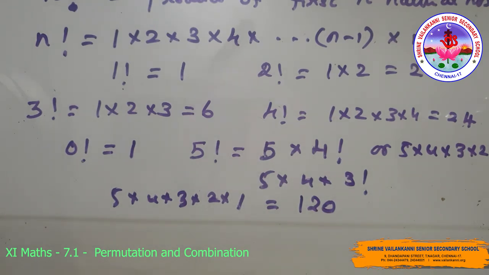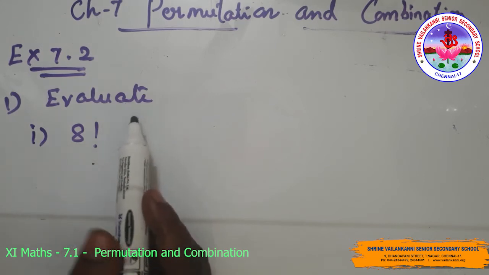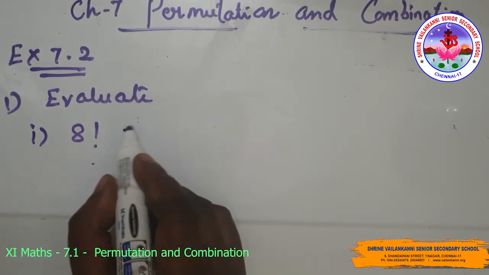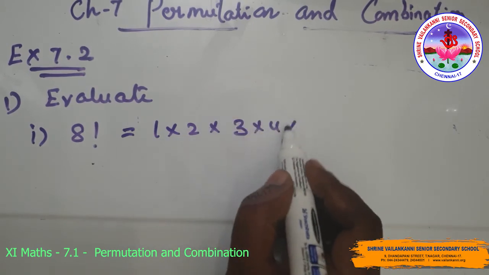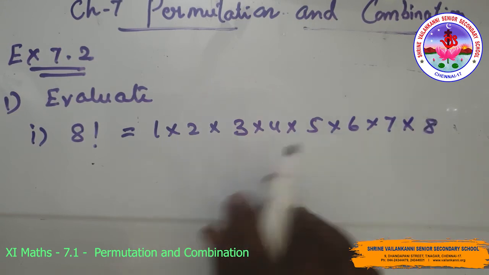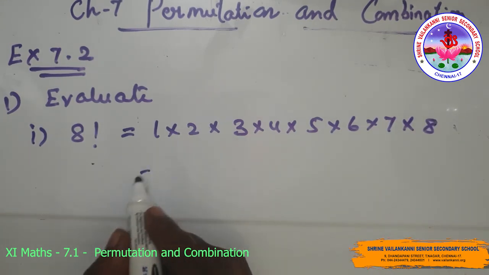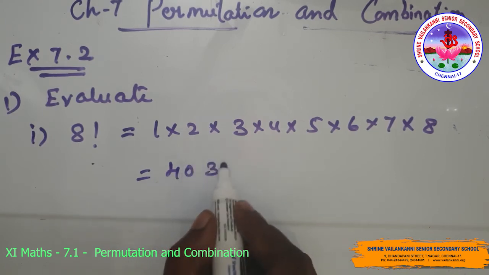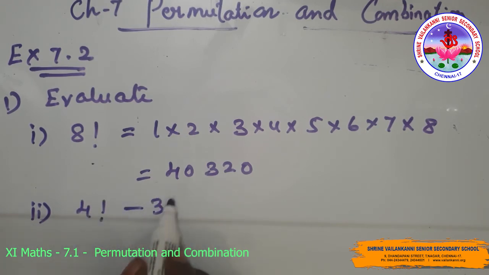Now let's do exercise 7.2. Exercise 7.2, first question. Evaluate, first subdivision, 8 factorial. 8 factorial is 1 into 2 into 3 into 4 into 5 into 6 into 7 into 8. So till 8 we have to find the product of numbers, which is 40320.